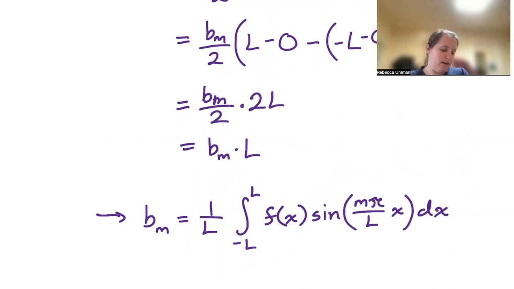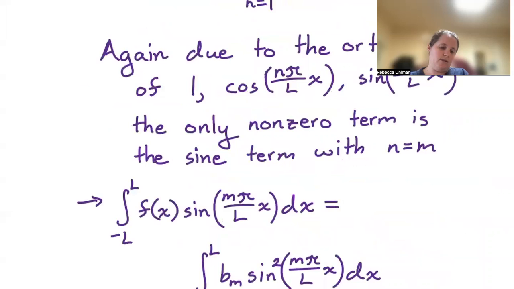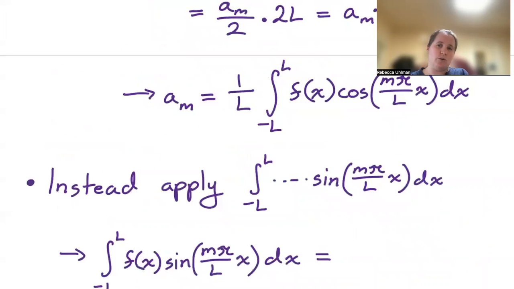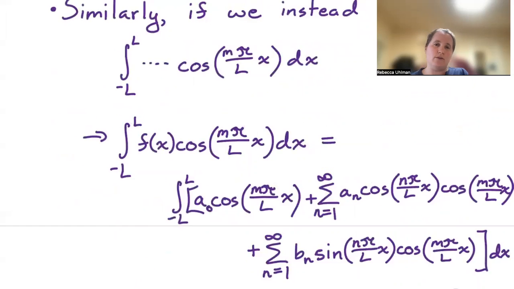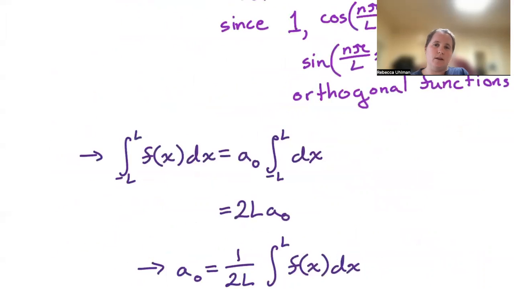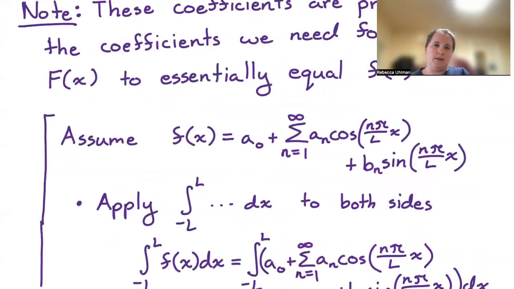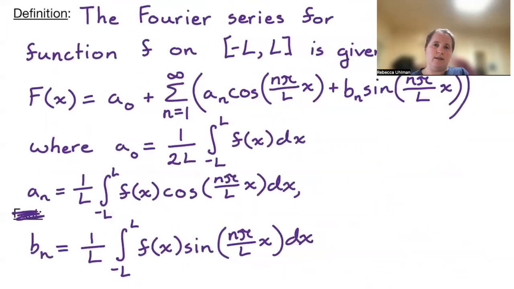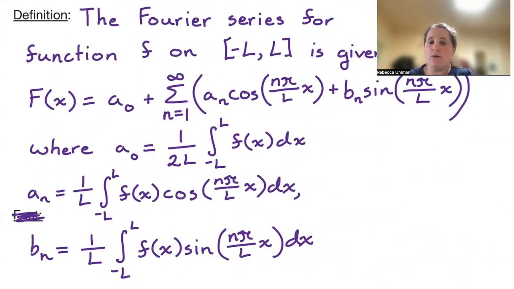Again, everything I had after the initial definition was all just showing why these coefficients are what they are. Ultimately, we just need the series and the coefficients, and we can just evaluate these each time. So you do not have to rederive these formulas. These are your formulas for the coefficients for the Fourier series for f on negative L to L.